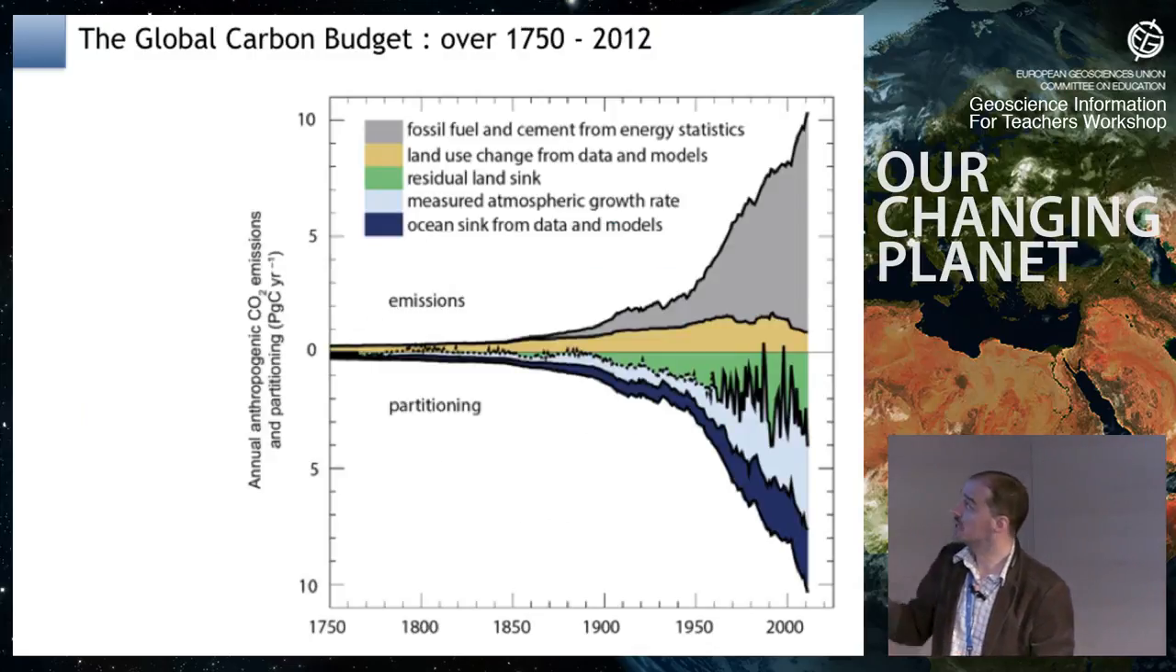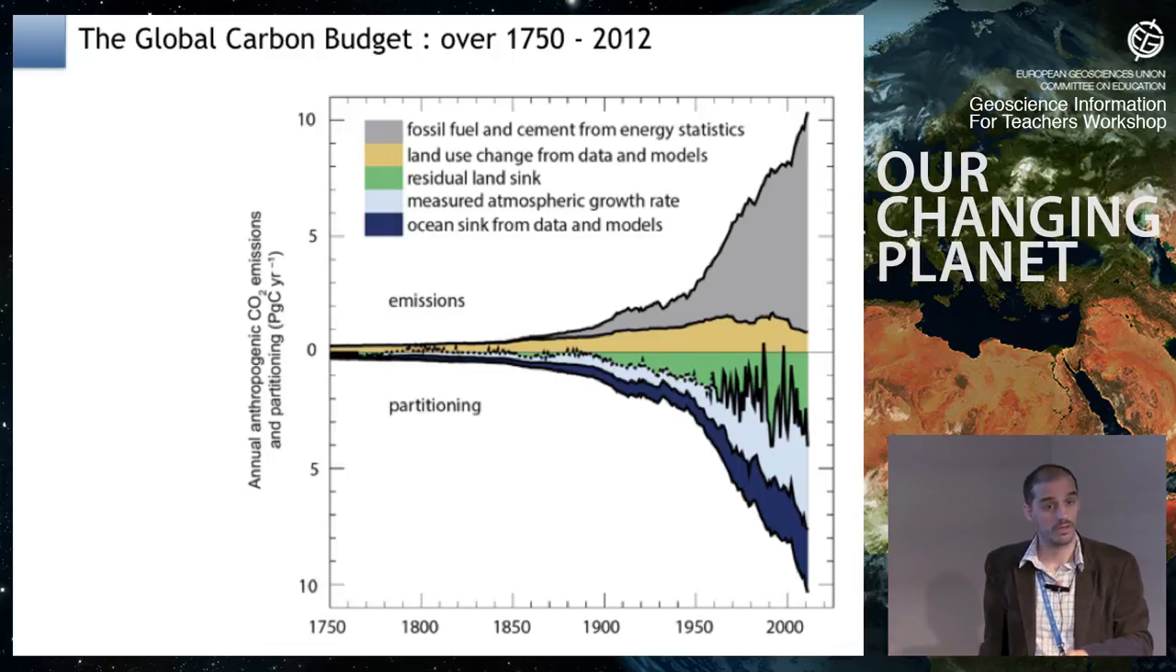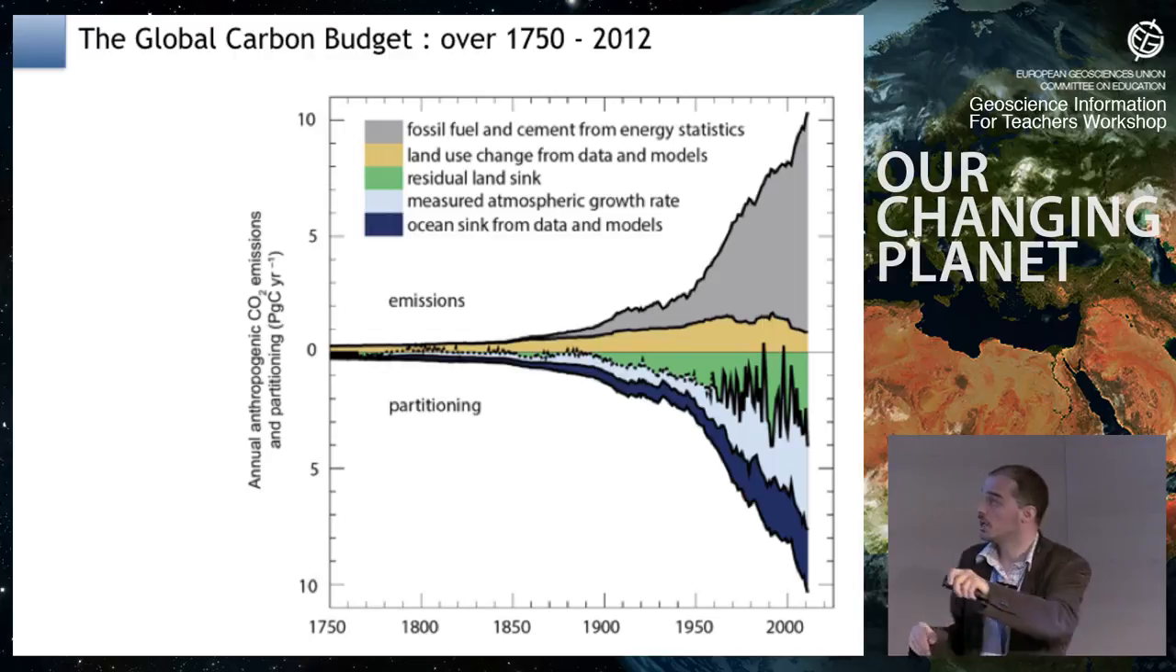That's another way to look at the global carbon budgets. This time, a dynamical way over 1750 to 2012. So you see the same terms. Positive here, those are the sources of carbon to the atmosphere, and that's the sink of carbon. So you have fossil fuel emissions and cement production, deforestation here, and you have the sink in the land biosphere, what stays in the atmosphere, and the sink in the ocean.